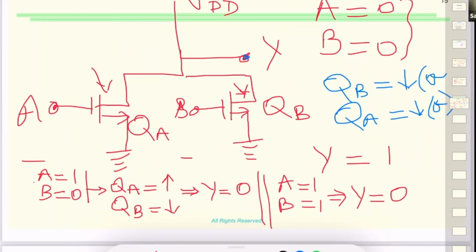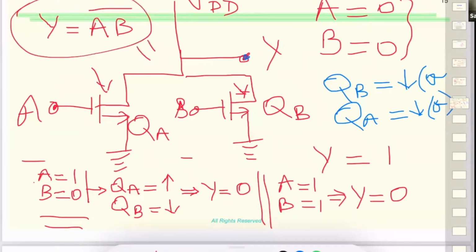We have to get back to our truth tables. It's a NAND. At least one of them has to go low, like we were saying, to get the output 1, and both high to get output 0. So it's the inverse of AND, right? This is AND, so multiply, but for NAND we put the bar. So this is the logic from this circuit.